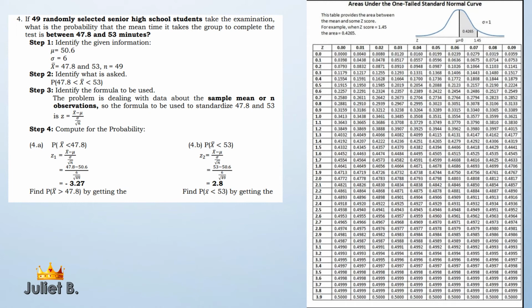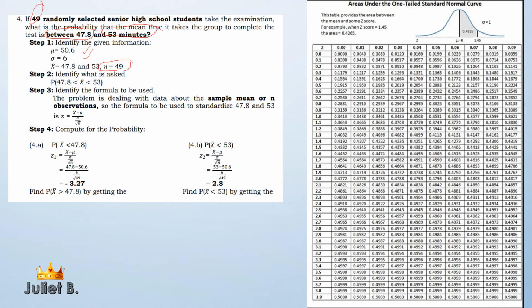So let's have number 4. If 49 randomly selected senior high school students take the examination, what is the probability that the mean time it takes the group to complete the test is between 47.8 and 53 minutes? So this time it's between. Again, the population mean is 50.6. The standard deviation is still 6. And our means are between 47.8 and 53 with the sample size equal to 49.